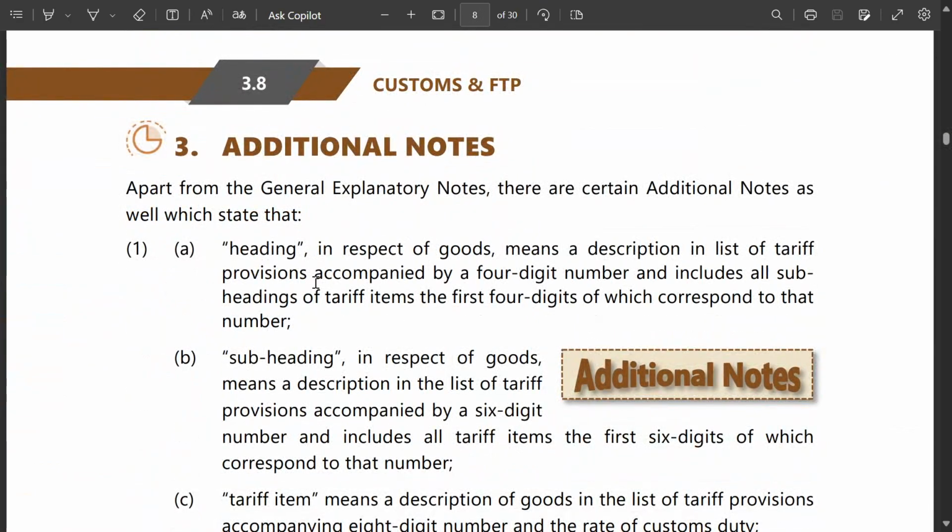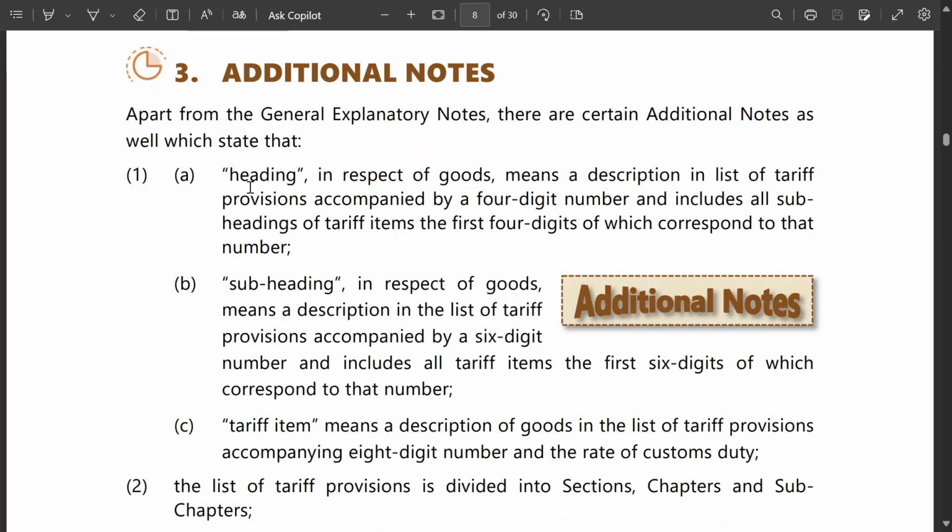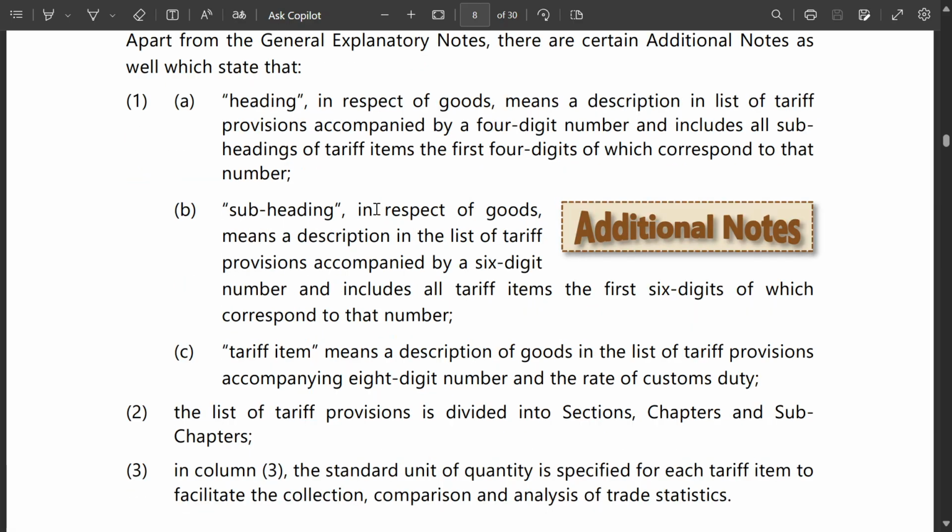Additional notes. Apart from the explanatory notes, there are certain additional notes given in the heading. The heading of the goods means a description in the list of tariff provisions identified by a four-digit number, which includes all the subheadings and tariff items whose first four numbers compose that number. And the subheading means goods that meet the description in the list of tariff provisions identified by a six-digit number, including tariff items of the first four digits which correspond to the number.